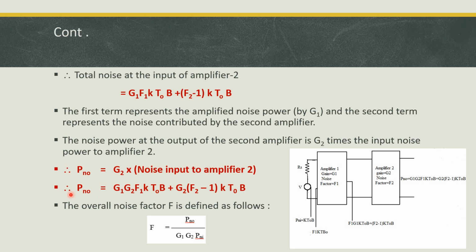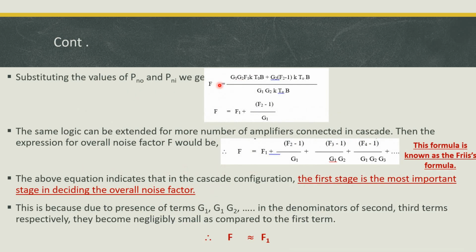Here we have to substitute this final equation. Pn0 is replaced here. Substituting that, G1 is cancelled here and G2 is cancelled here, and K T0 B commonly cancel. Then finally F is equal to F1 plus F2 minus 1 divided by G1. This is the formula applicable for cascade connection of two amplifiers.